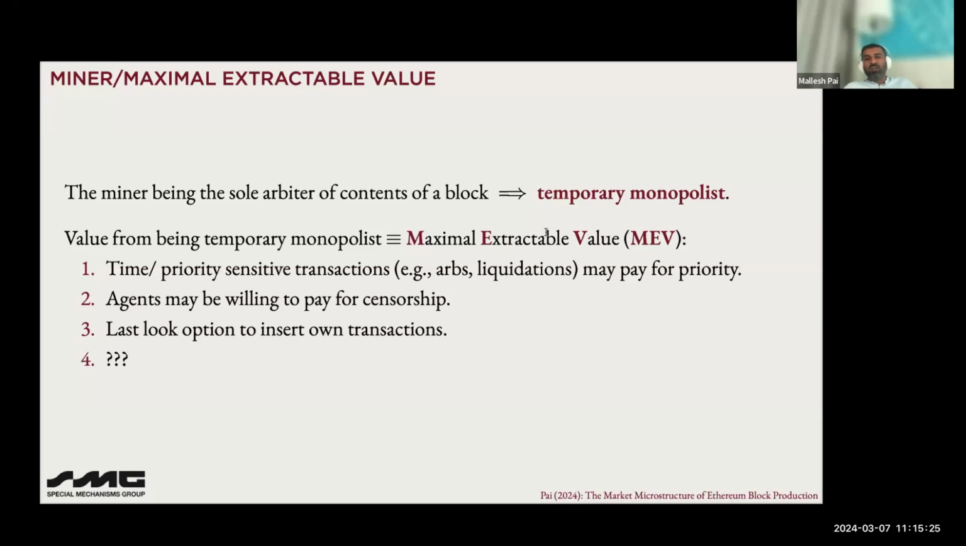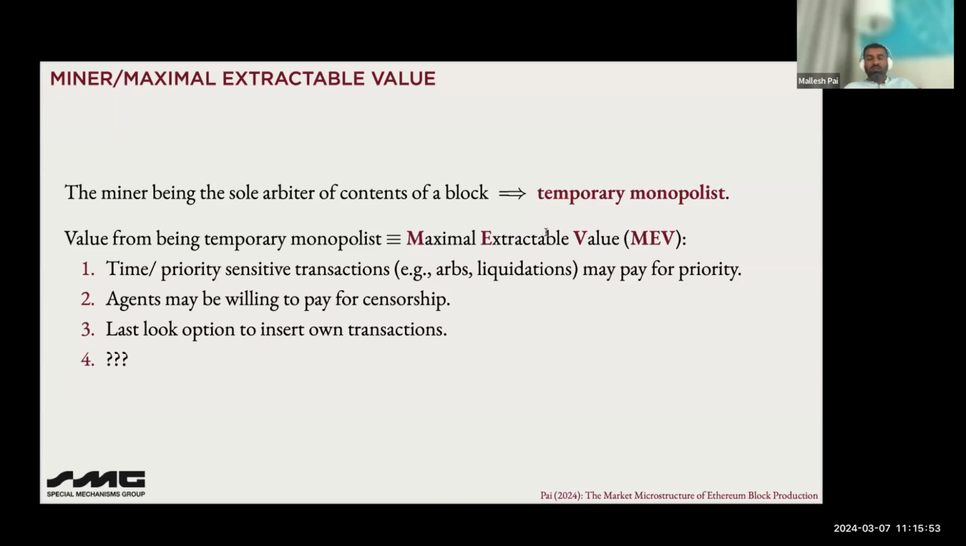What are examples of this value? Well, one, if there are particularly time-sensitive or priority-sensitive transactions, so for instance, someone wants to do an arbitrage transaction or someone wants to do a liquidation, they may be willing to pay more for priority. Conversely, agents may be willing to pay for censorship. So instead of Ciamac being willing to pay for a transaction, I may be willing to pay more to have Ciamac's transaction not included.